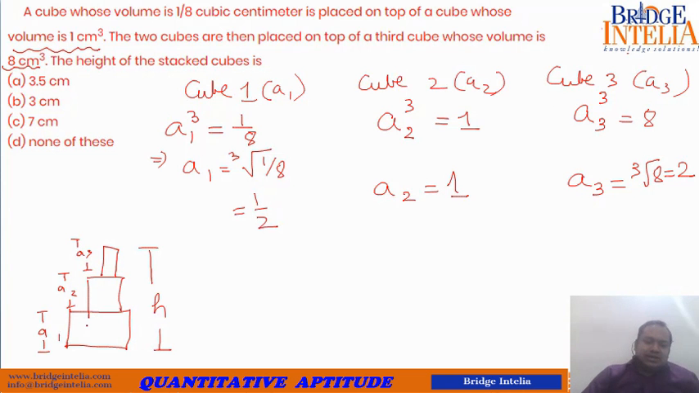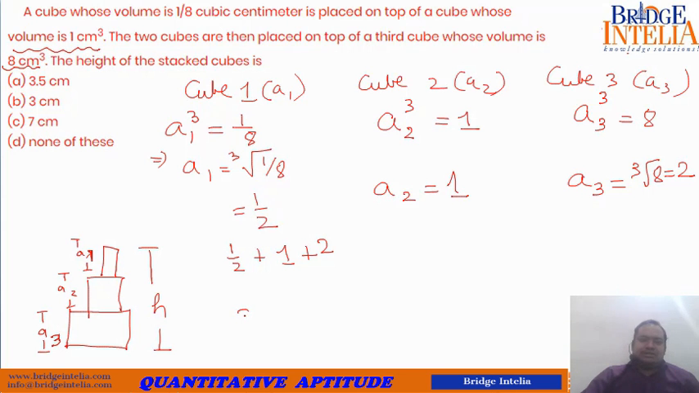So this is what is the height of these three different ones. So 2, but they are kept in this order. Correct order is that A1 is kept on top of A2, which is kept on top of A3. So what is the total height obtained? So A1 is half, A2 is 1 and A3 is 2.